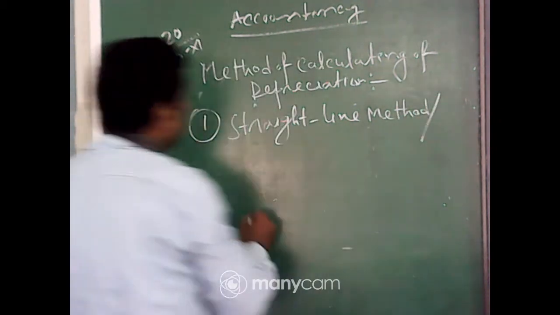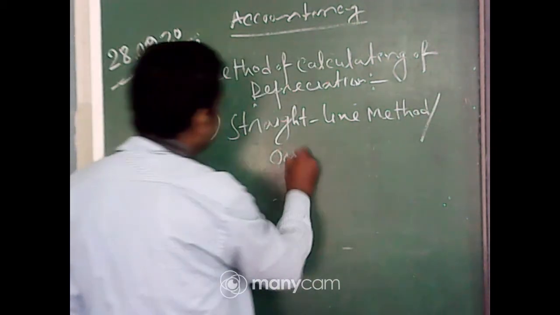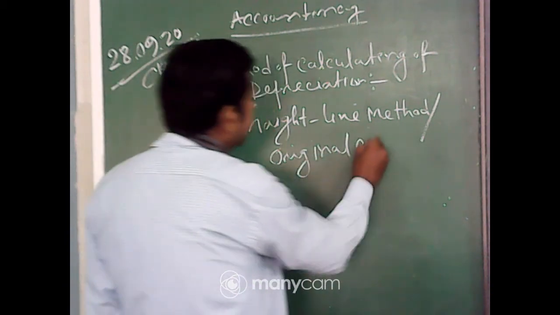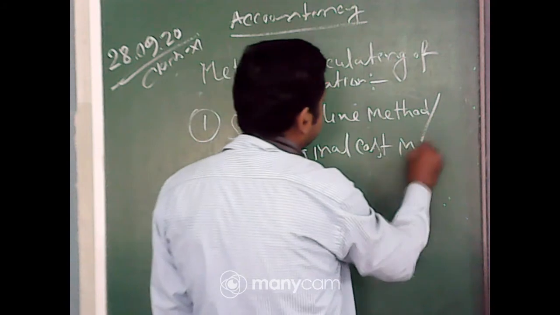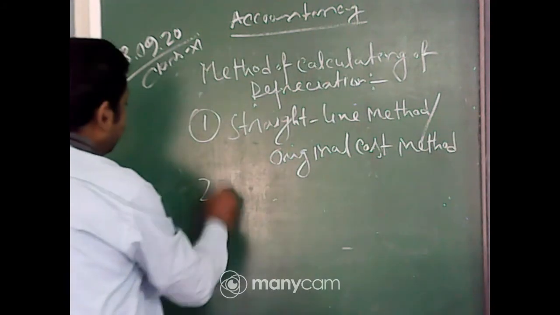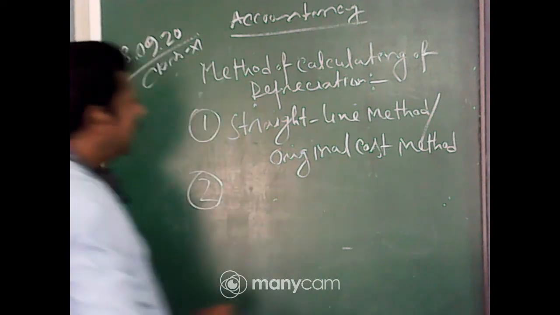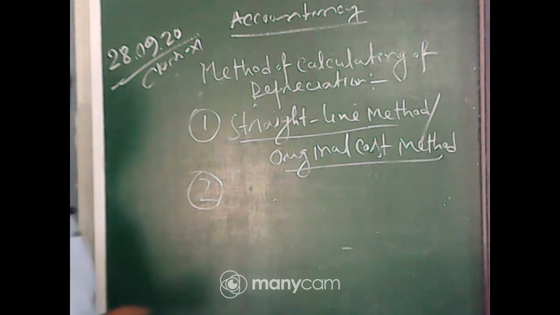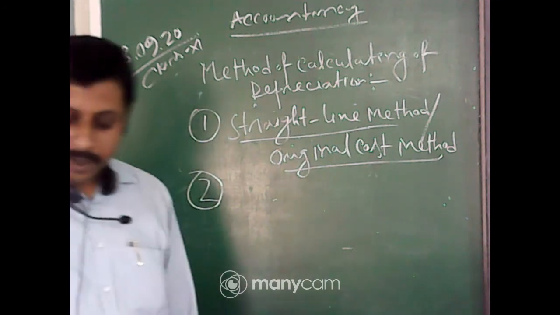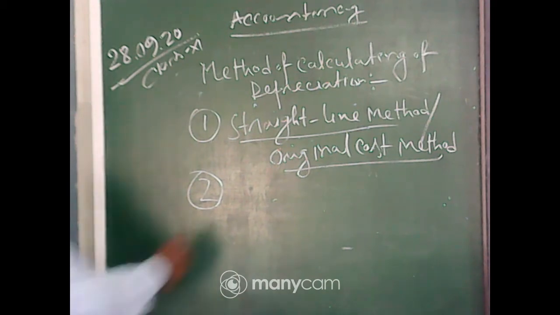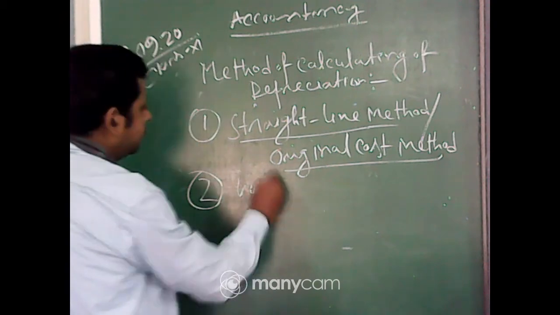Another name of this method is original cost method. Okay. Now, number two, there is another method, and this straight line method I have already discussed with you. Another method is the written down value method.